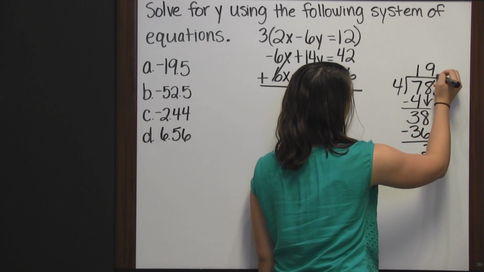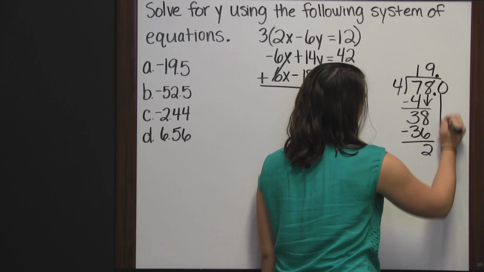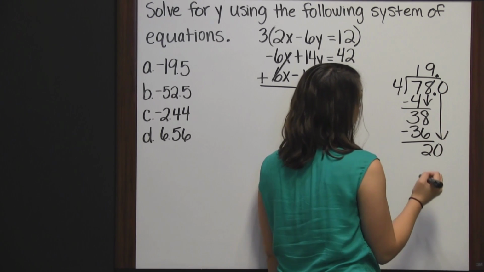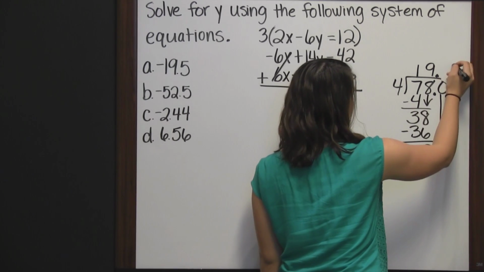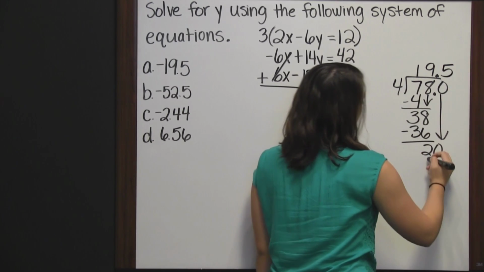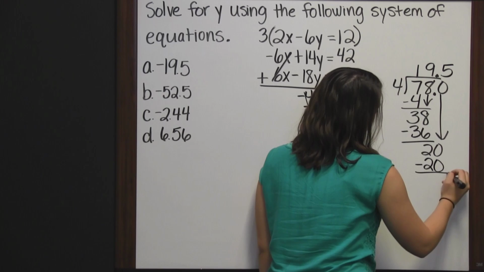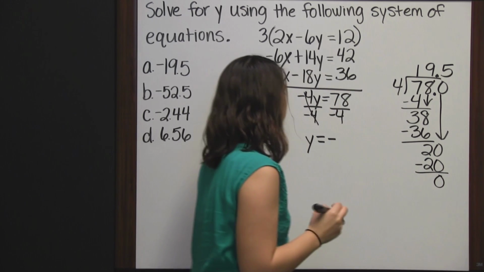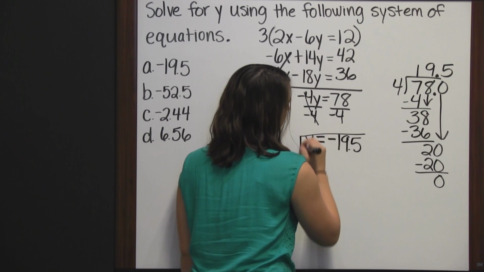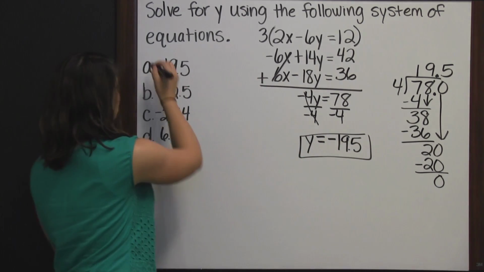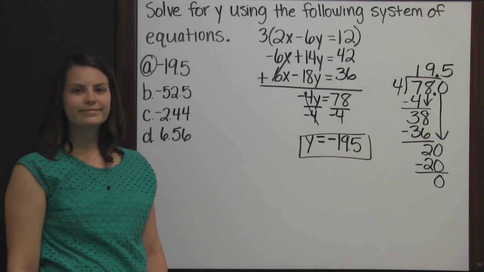Add a decimal, and a 0. Bring it down. And 4 goes into 20 5 times. 4 times 5 is 20. Subtract and you get a remainder of 0. So it's negative 19 and 5/10, which is answer A.